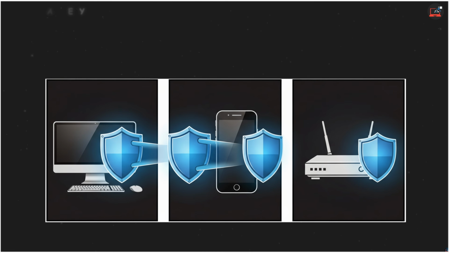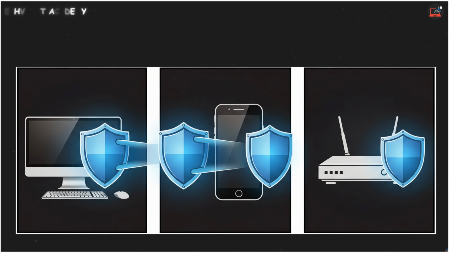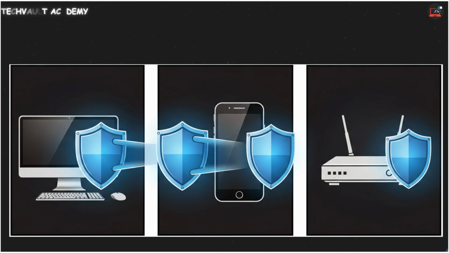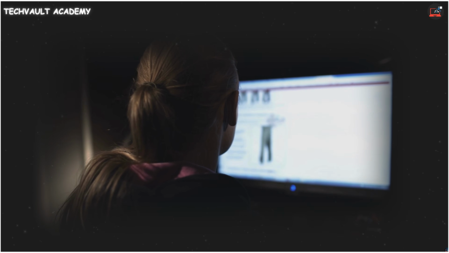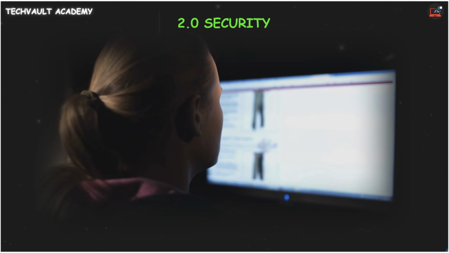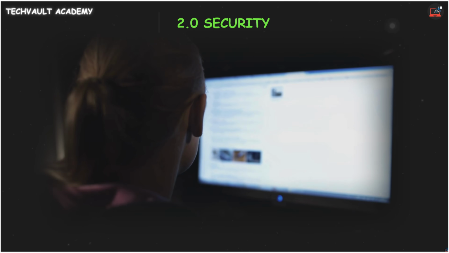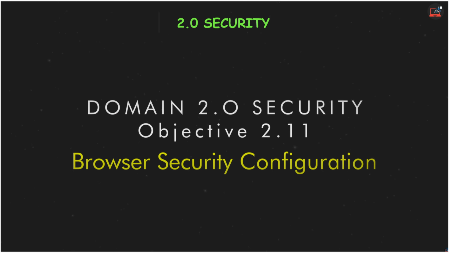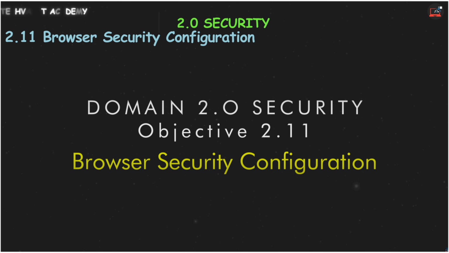We've hardened our workstations, secured our mobile devices, and locked down our SOHO networks. But all that protection can be bypassed by the single most used application on any computer, the web browser. To complete our security posture, we must fortify this critical entry point. This is your rapid-fire review of Objective 2.11, Configuring Browser Security.